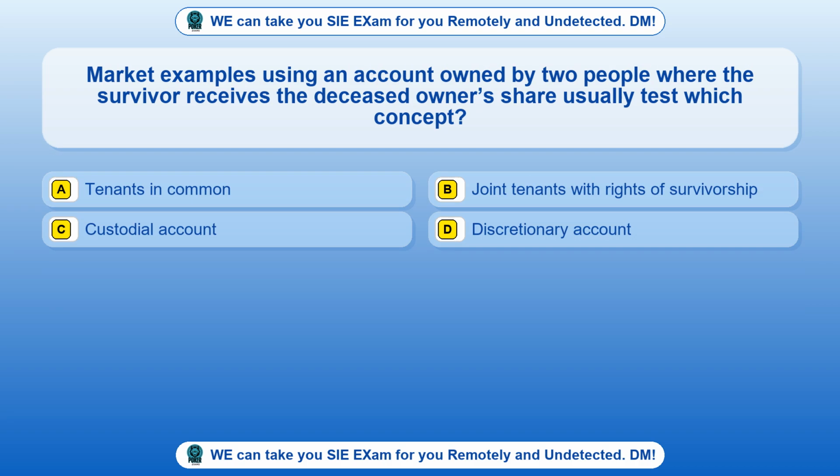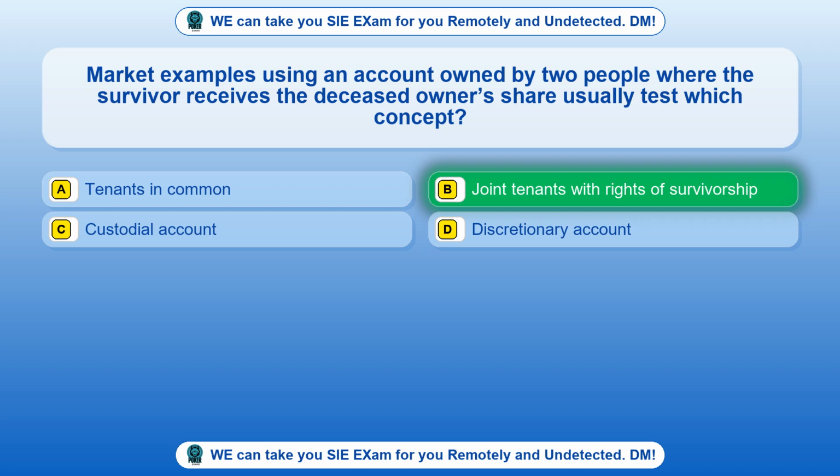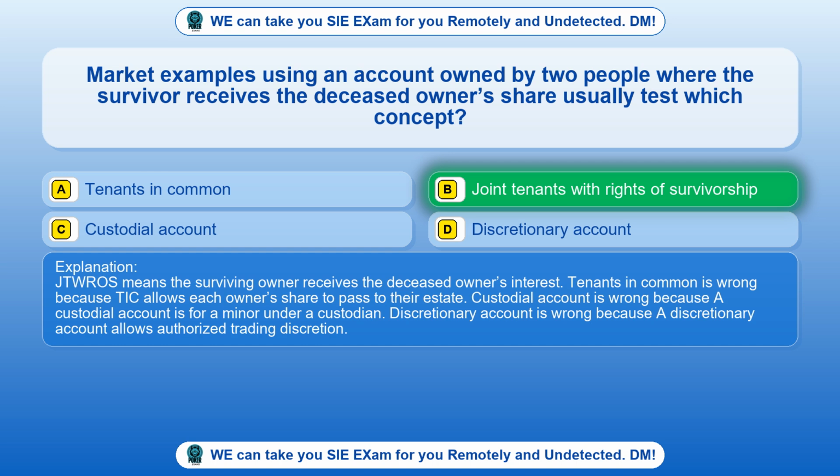Question 70. Market examples using an account owned by two people where the survivor receives the deceased owner's share usually test which concept? Option A, tenants in common. Option B, joint tenants with rights of survivorship. Option C, custodial account. Option D, discretionary account. The correct answer is option B, joint tenants with rights of survivorship. JTWROS means the surviving owner receives the deceased owner's interest.